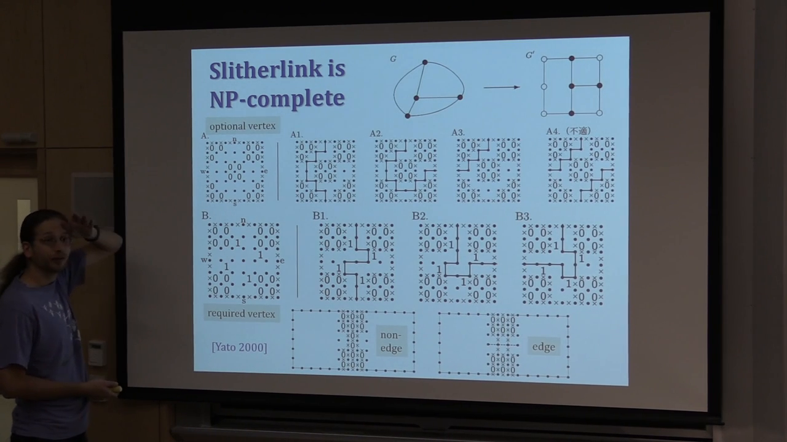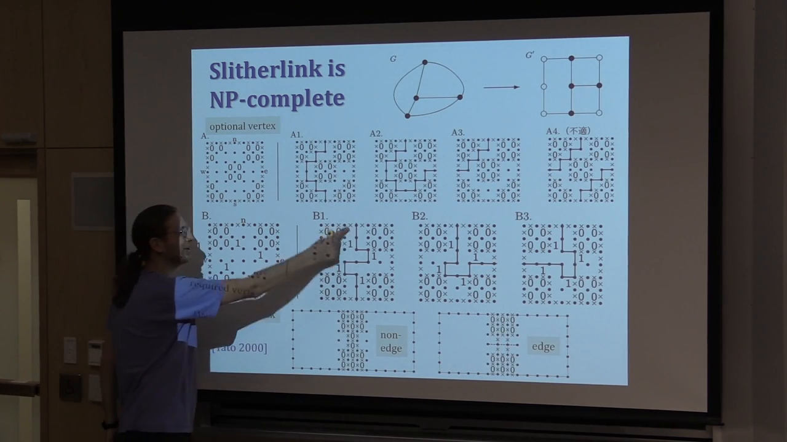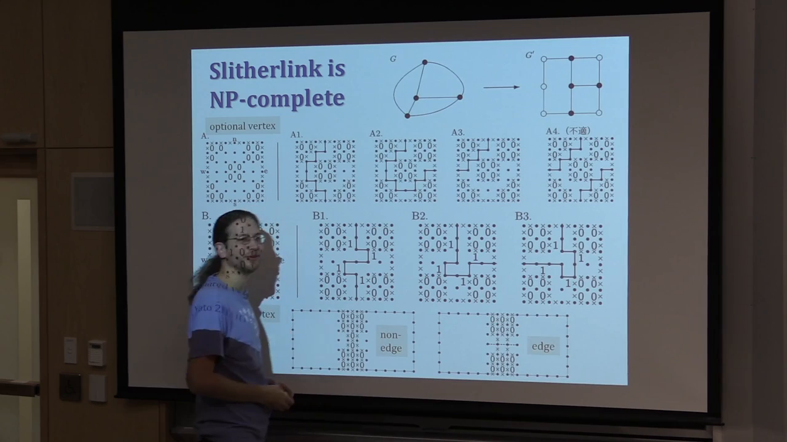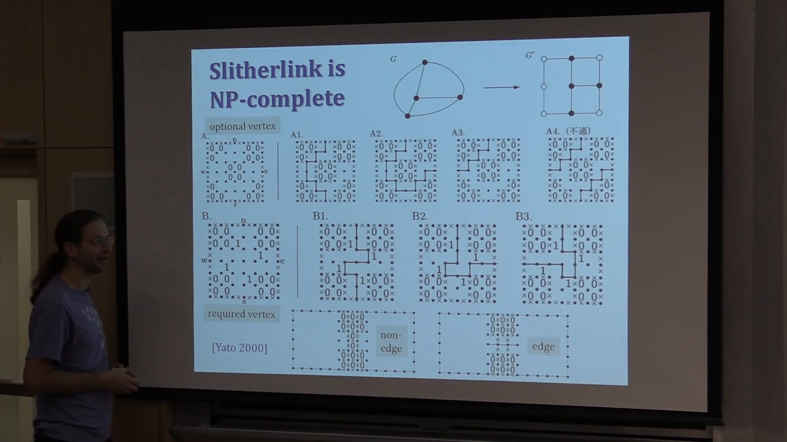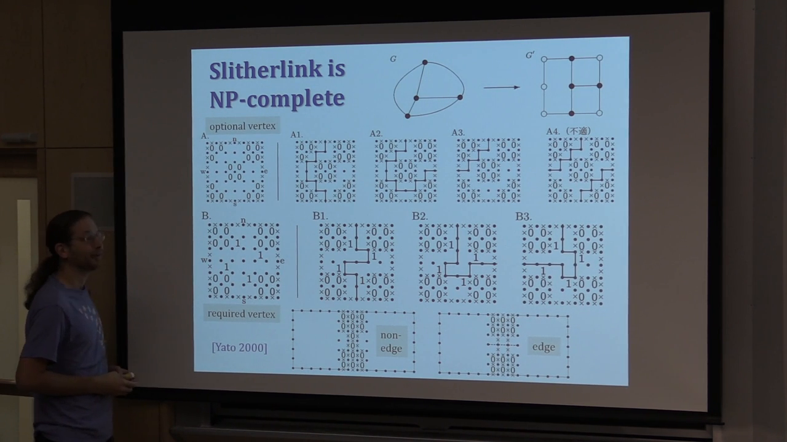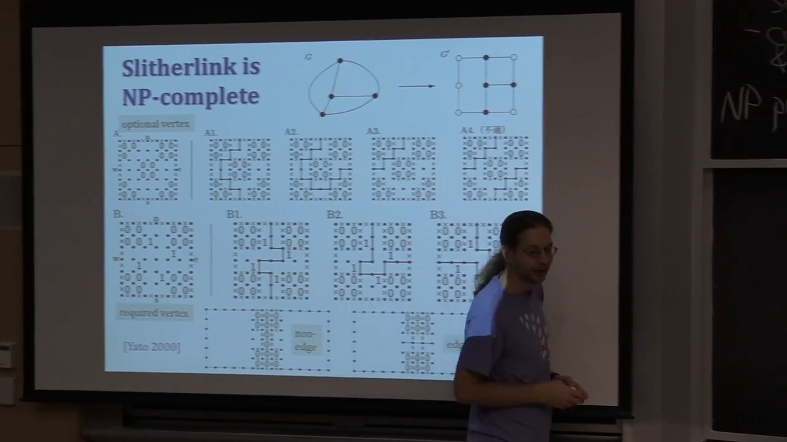Cool. And then, furthermore, all of these solutions are unique. There is exactly one way to go straight. There's exactly one way to turn right, exactly one way to turn left. That's the subtle thing that was not revealed before. But if you stare at it long enough, you will be convinced. OK, so this is a parsimonious reduction from planar max degree 3 Hamiltonian cycle to Slitherlink.